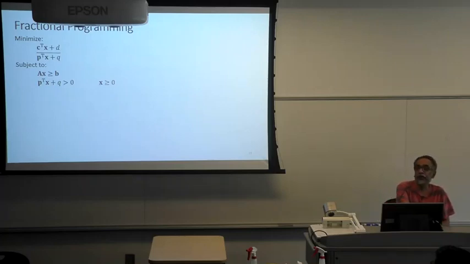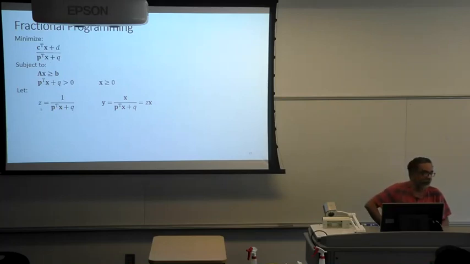This can be readily converted to linear programming, miraculously, by a change of variables. Let this scalar variable Z be 1 over P transpose X plus Q, the denominator part. And Y is X divided by the denominator. Since that is Z, X divided by the denominator is Z times X. Correct?